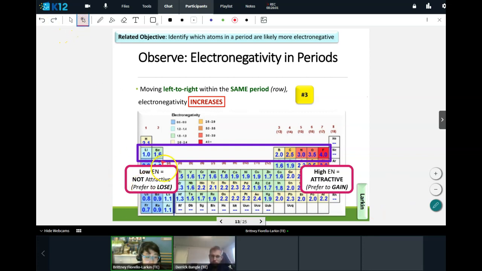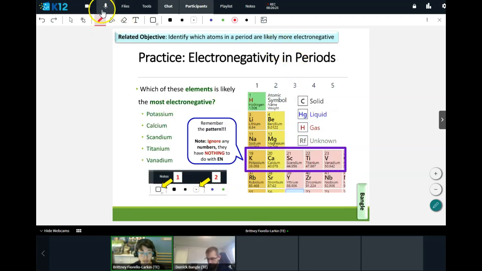Oh, sorry, I did want to mention, again, on the left side, they have low electronegativity. This doesn't mean that they're not aggressive. They are still aggressive. They just prefer to lose electrons. Whereas on the right, with high electronegativity, highly attractive to electrons, they prefer to gain electrons. So again, the pattern is as you go to the right, electronegativity increases, with the exception of group 18, our noble gases. Let's go ahead and start to practice this.